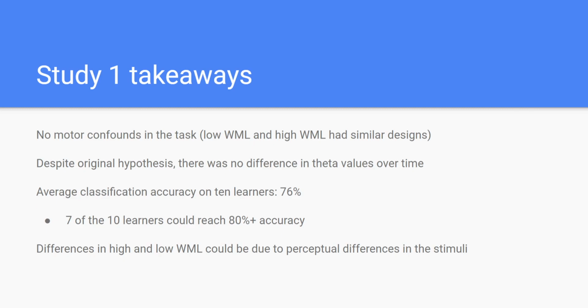So despite their original hypothesis that the theta and alpha streams would be the most important ones, they saw no difference in theta values over time between low working memory load and high working memory load. This could be due to the motor confounds: perhaps in other tasks where the theta stream was recognized as one of the ones that changed the most and had the most prevalence in understanding working memory load, it was actually because of the motor confounds. So it wasn't the actual brain activity for how intensely the brain was working, it was just the movement that was involved. In this study, the average classification accuracy on 10 learners was 76%. However, they did mention that if they took 3 of those learners out of the data analysis, they could reach an accuracy of 80% or more.